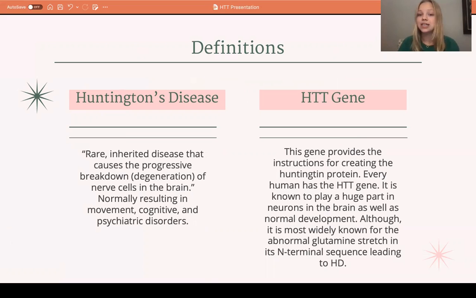The HTT gene is a gene that provides instructions for creating the Huntington protein. Every human has the HTT gene. It is known to play a huge part in the neurons in our brain as well as normal development, although it is most widely known for its abnormal glutamine stretch in the N-terminal sequence, which leads to Huntington's disease.